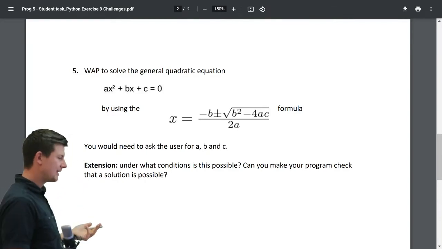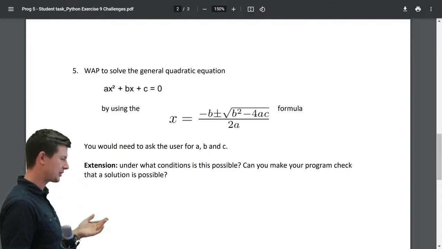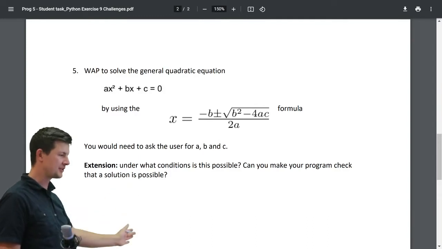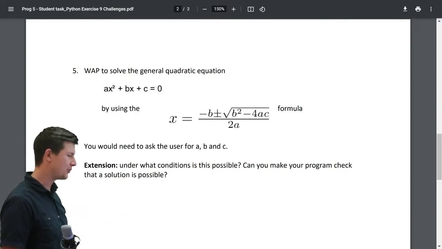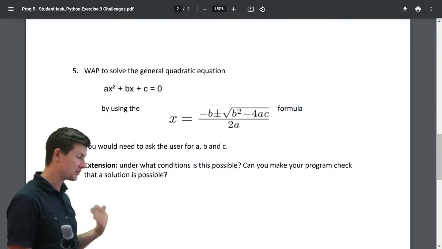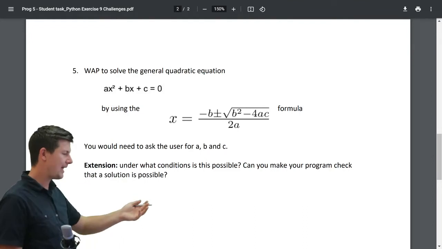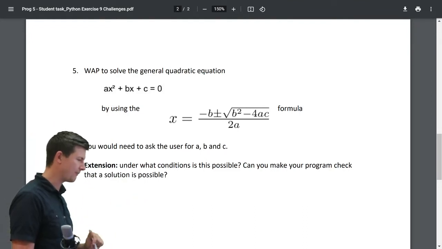Now, this is not possible for all combinations of a, b, and c. There are some combinations that don't work, but there are many that do. I've got some that do work. They're just random numbers I picked, and I made sure that they did actually work. But what are we actually solving here? Let's talk about that first.